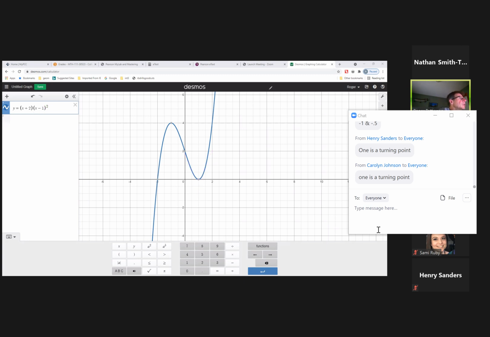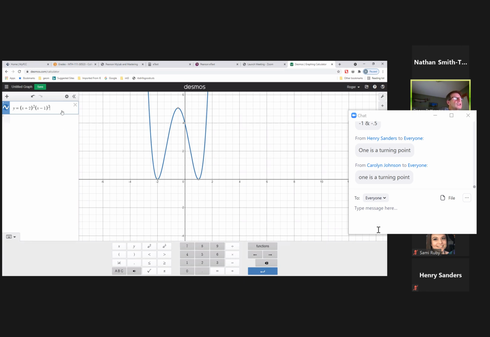Now, I want to change this so that this is squared. And now we have a multiplicity of 2 here and a multiplicity of 2 there because it's touching and bouncing off. Right? Touches and bounces off. So that's a multiplicity of 2 and 2.